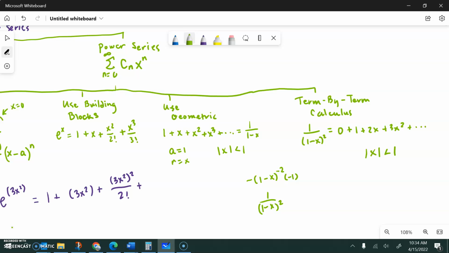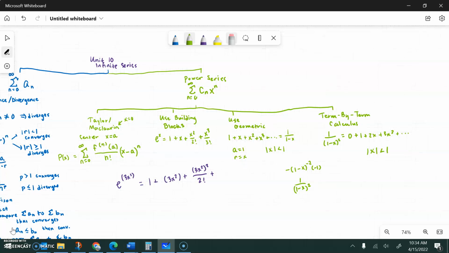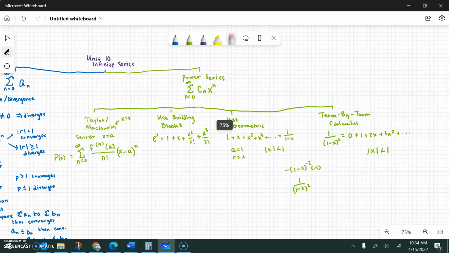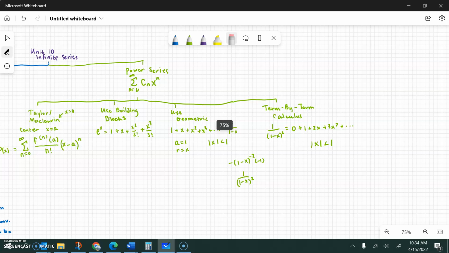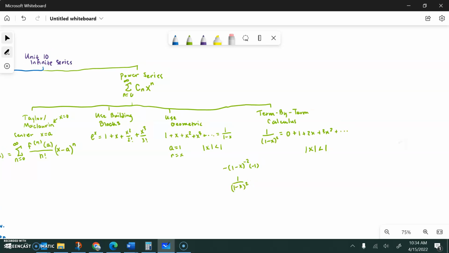We can also do term-by-term integration. So that gives us a few more power series that we can create. All right. So our power series now are these useful series that have x's in them, and they look like polynomials. So they're easy to differentiate and integrate.